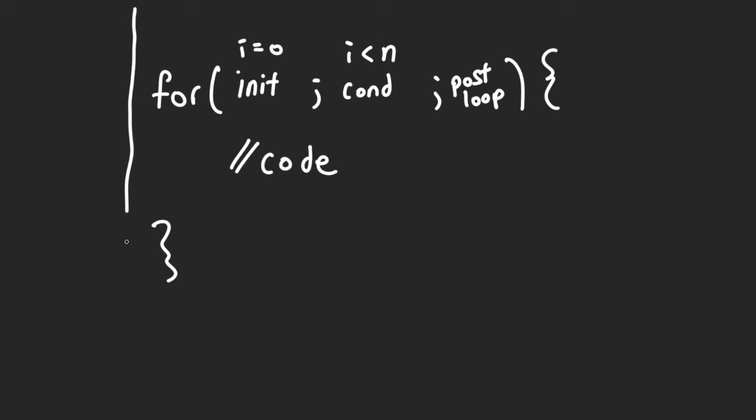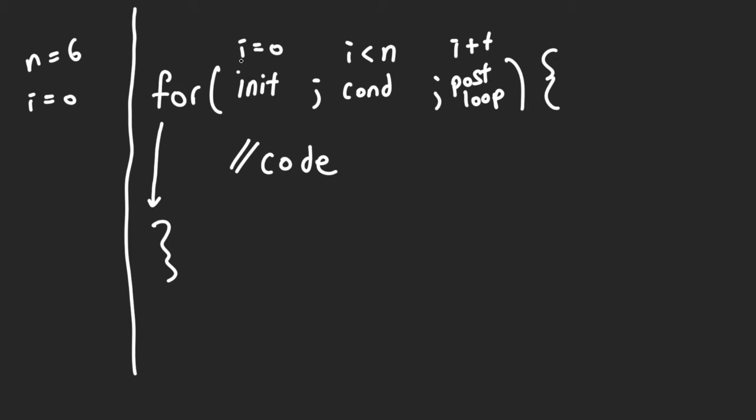So let's do an example. Let's say our n is 6, just like the sample input. 0 is less than 6, so this is true. So once this is true, it's going to run through this code, whatever this is, and at the very end, it's going to do something for the post loop. So what do we do after each loop? In this case, it's i plus plus, which just means increment i by 1.